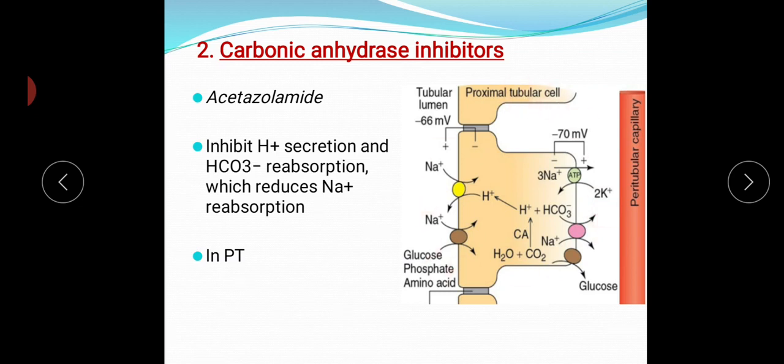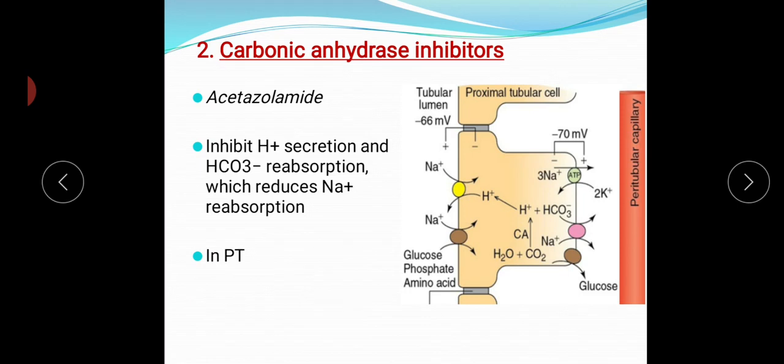Within the cell, carbon dioxide combines with water to form H2CO3, carbonic acid, and that requires the presence of the carbonic anhydrase enzyme. That carbonic acid dissociates into H plus ion and HCO3 bicarbonate, again in the presence of the carbonic anhydrase enzyme. So without this enzyme, the H plus ion will not be formed here, and similarly the bicarbonate. So this is the one thing.